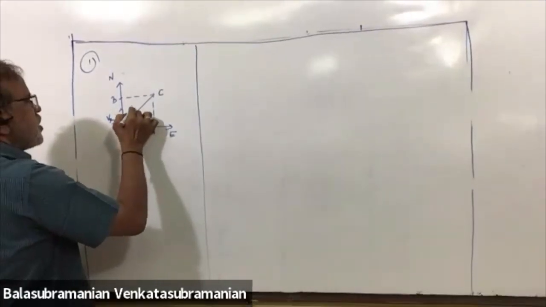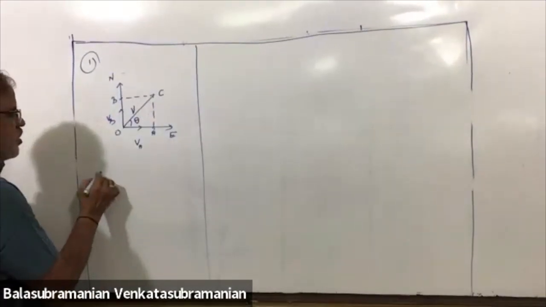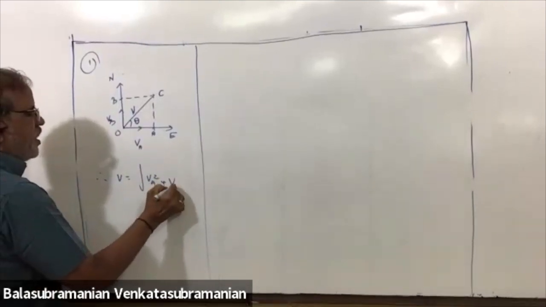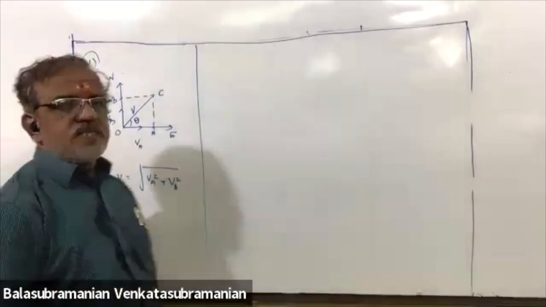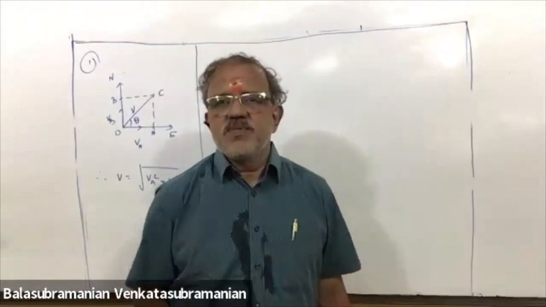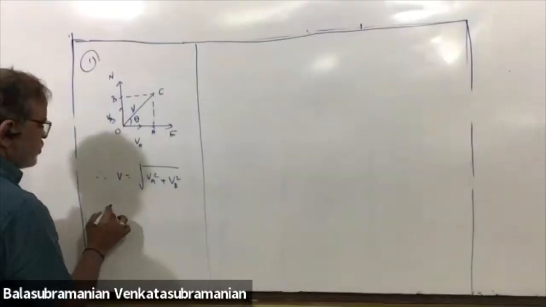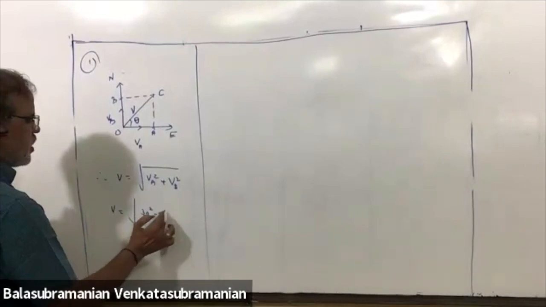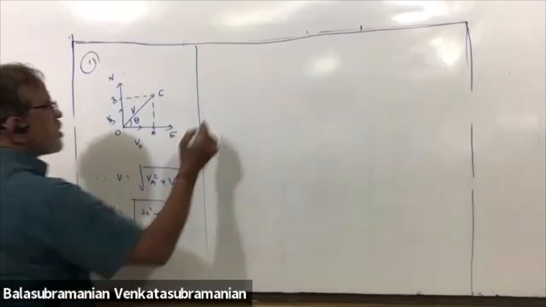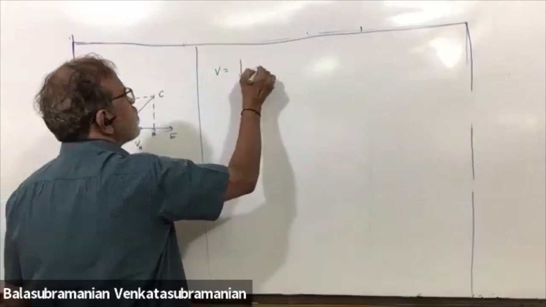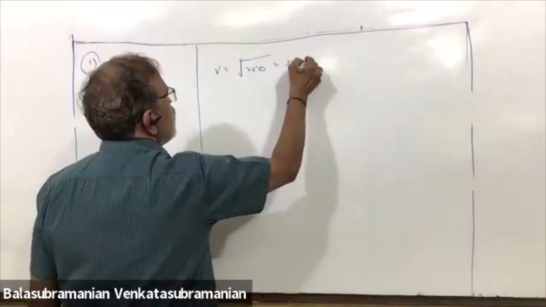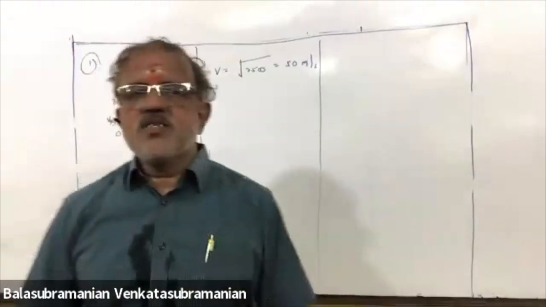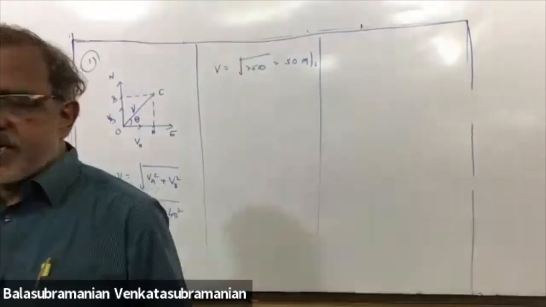This is the resultant velocity. So from the diagram, it is very clear that V is equal to root of VA square plus VB square. Straight formula. So I can write, what is VA? 30 square. This is 40 square. So root of 2500, 50 meters per second. Resultant velocity will be 50 meters per second.